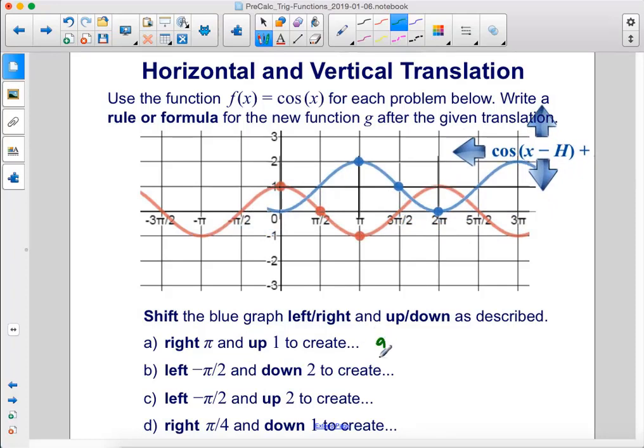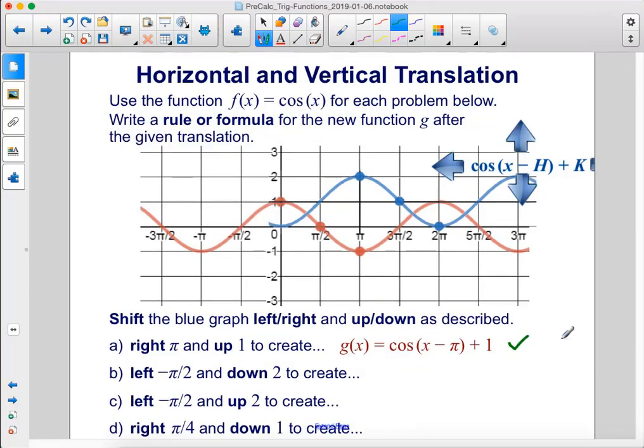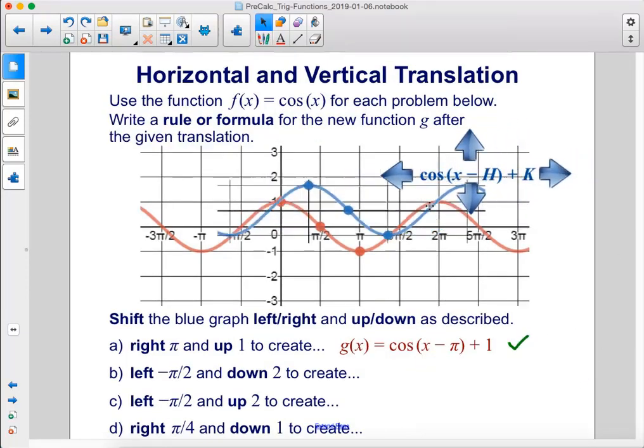So what is the equation for this? Well, it would be cosine of x. So we're going minus h, and h is positive pi. So minus pi, and then up 1, plus 1. Okay, and there we go. Now let's move this back to our starting position.